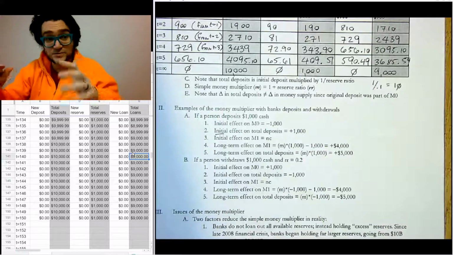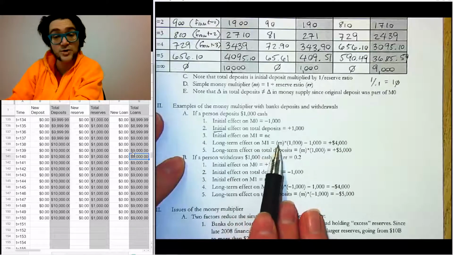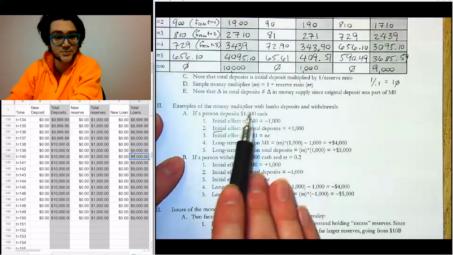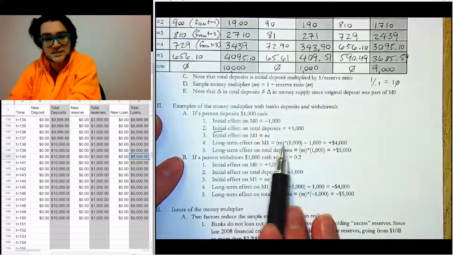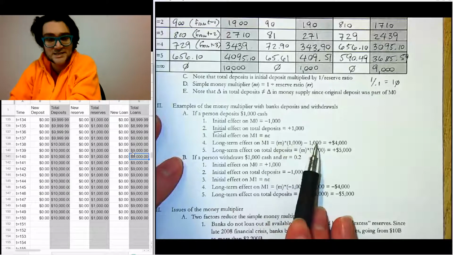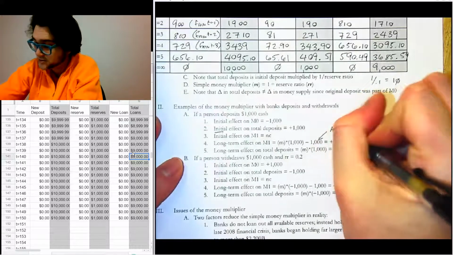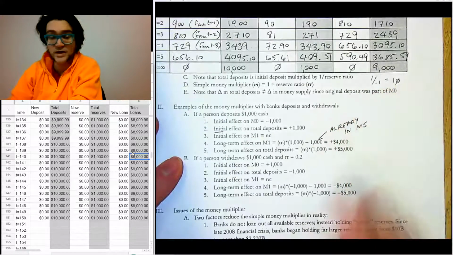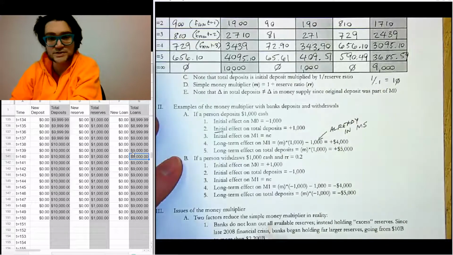But in the long term, this is where it gets kind of wacky. The long-term effect on M1 is the money multiplier times 1,000 minus the original deposit, because the original deposit was already in the money supply. So in this case, it's whatever that multiplier is times 1,000 minus the $1,000 that was already deposited. So it might pay to just write "already in the money supply." That's why we subtract it out. And so that way we know the total is 4,000.